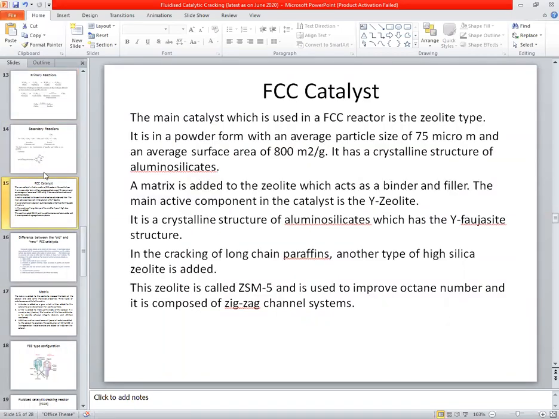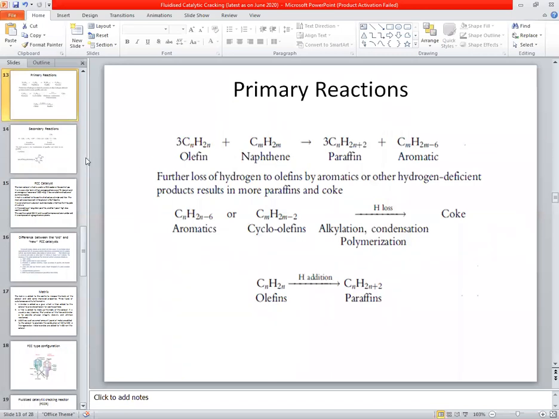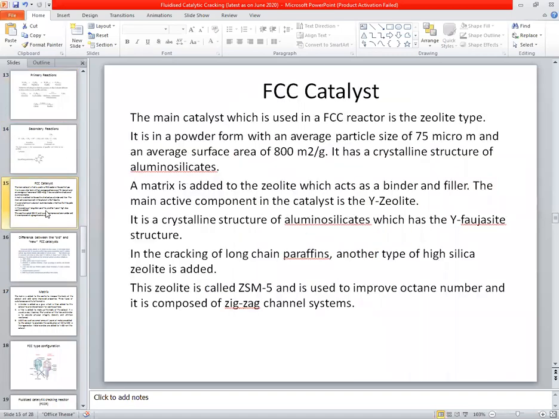Okay, these are just the reactions, no need to fully memorize. As I told, I'm showing you just for your reference. Here, the catalyst, yes, this is important, you have to know. Why? Because in FCC, the catalyst plays a very important role. And as I told, normally in FCC, the catalyst used is a zeolite based catalyst.